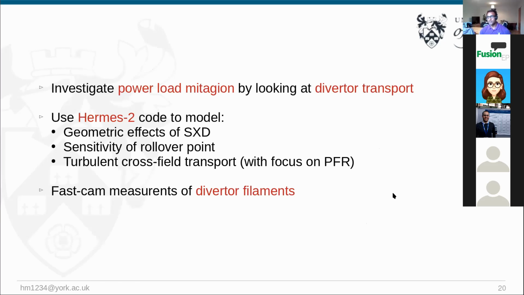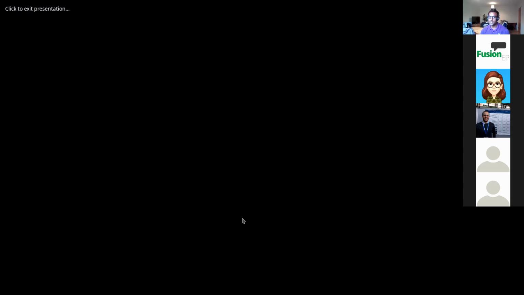So the main takeaway from my project is that I'm looking at power load mitigation and seeing how divertor transport can be helpful for that process. I'm using Hermes 2, and I'd like to compare my simulation work with Hermes with some fast camera measurements at TCV. Thank you all for listening.